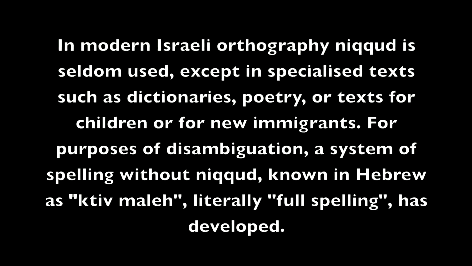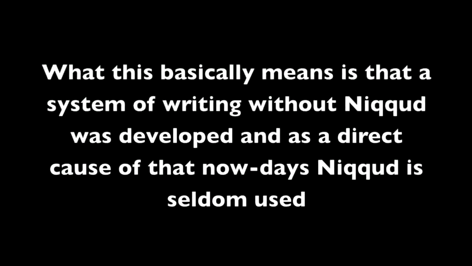In modern Israeli orthography, niqqud is seldom used, except in specialized texts such as dictionaries, poetry, or texts for children or for new immigrants. For purposes of disambiguation, a system of spelling without niqqud, known in Hebrew as ktiv maleh, literally full spelling, has developed. What this basically means is that a system of writing without niqqud was developed, and as a direct cause of that, nowadays niqqud is seldom used.